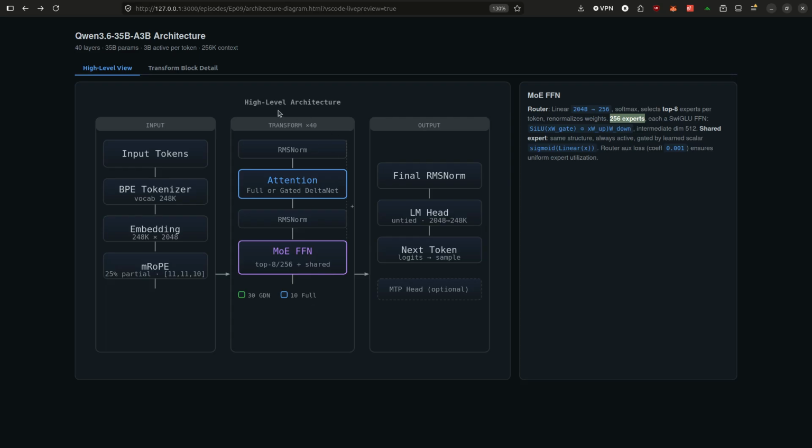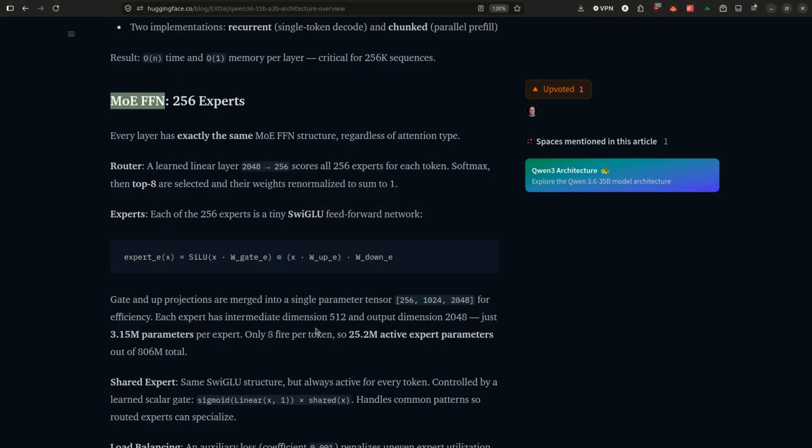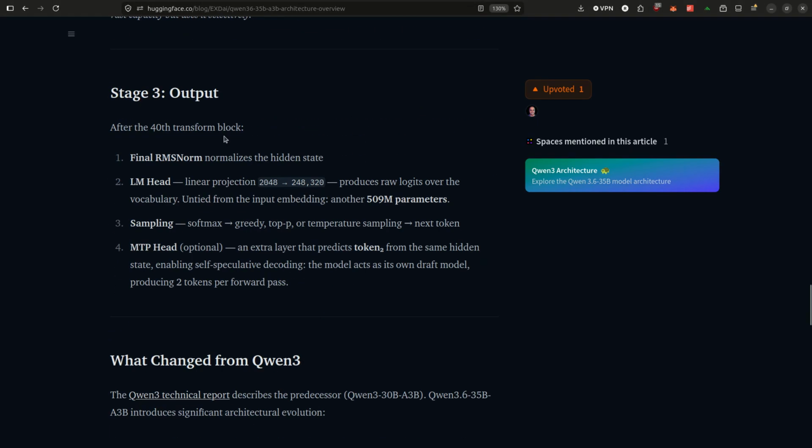Okay, cool. So we're through with the transformer block, 40 of these blocks. And we pop out to the output block. So after the 40th transformer block, we do a final normalization, and then it goes through what's called the LM head. And here you'll notice that it's a projection from 2048 dimensions to 248,320, which, if you remember, is our vocabulary size.